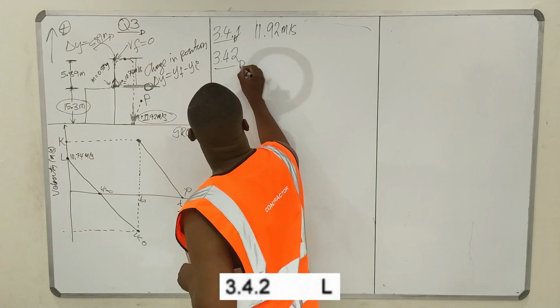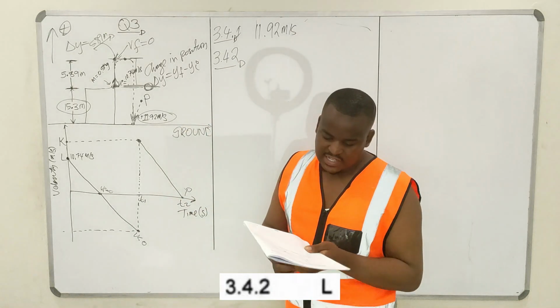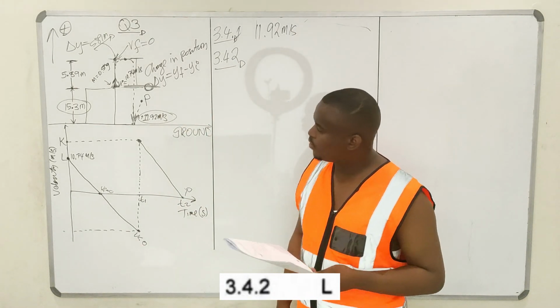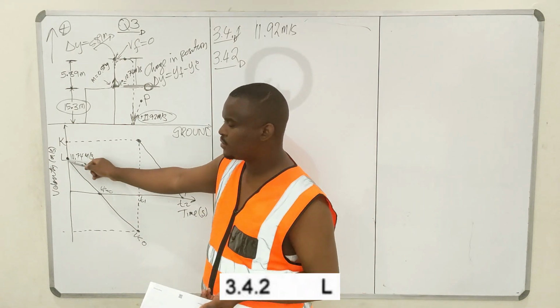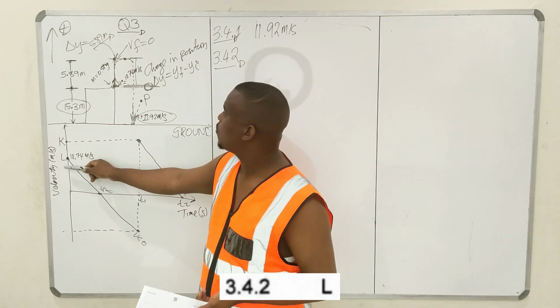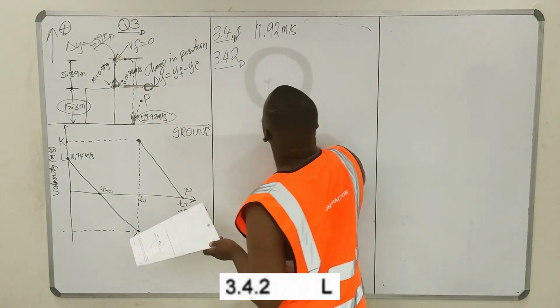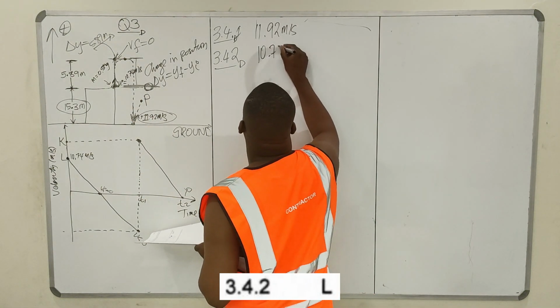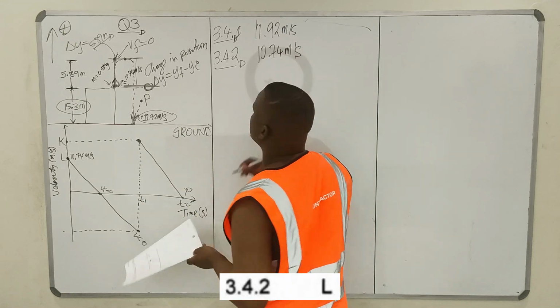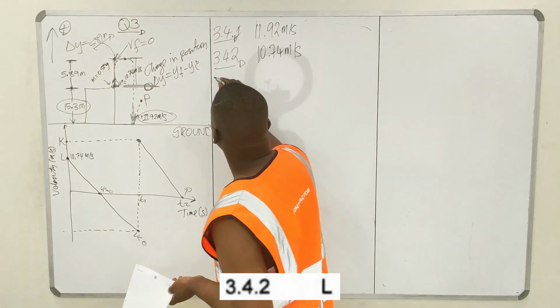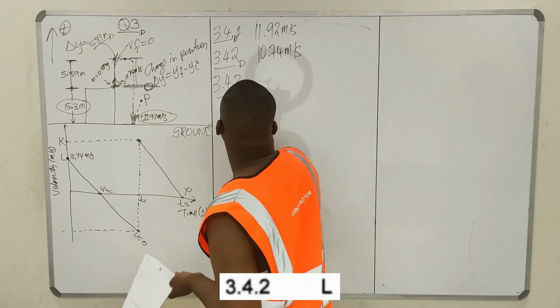3.4.2. What are they saying? Write down the numerical value of L. Where is L? L is that. That is the initial velocity of the ball, the one it was projected with. It was projected with what? With 10.74 meters per second. That was the projected velocity.